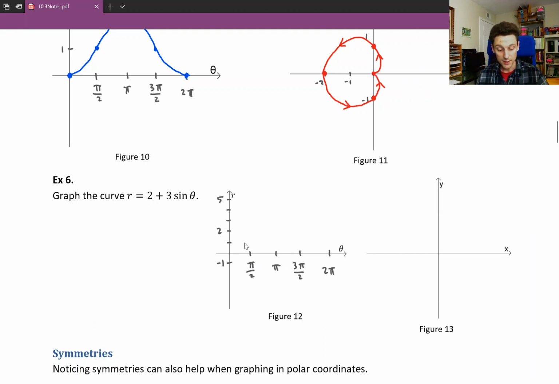We can start by just plotting some theta values in. When theta equals 0, r is going to be 2. When theta equals pi/2, r is going to be 5. And when theta equals pi, sine theta is 0, so r equals 2. And then following the rest of the sine curve, you're going to go down to its lowest point, which we said would be -1, and then back up to the center line. So sine looks something like this.